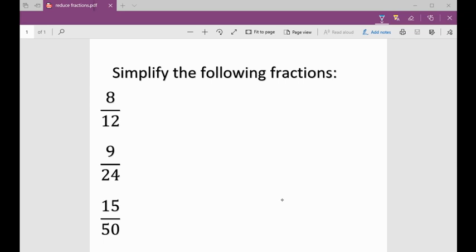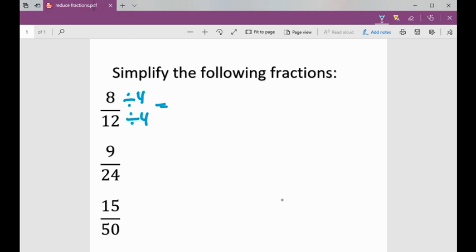All right, so now what we're going to do is simplify the following fractions. The first one I see is 8 over 12. Now I notice that these are both even numbers because they are divisible by 2. So I could divide the numerator and denominator by 2. But I'm thinking that there might be a bigger number that could go into 8 and 12, and that number would be 4. So I'm going to divide the numerator and the denominator by 4.